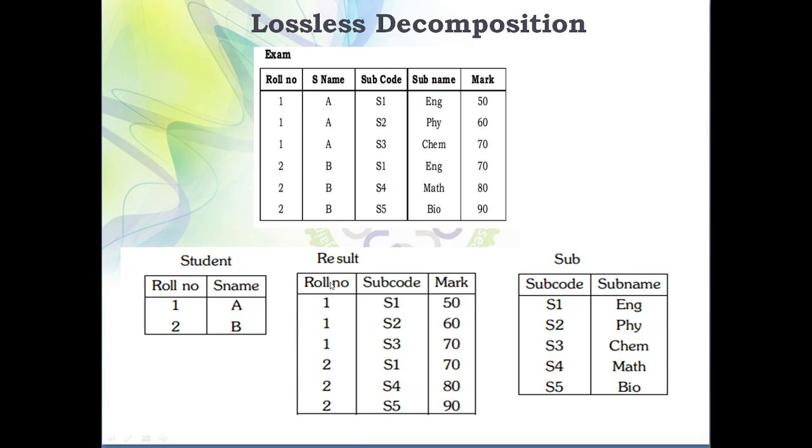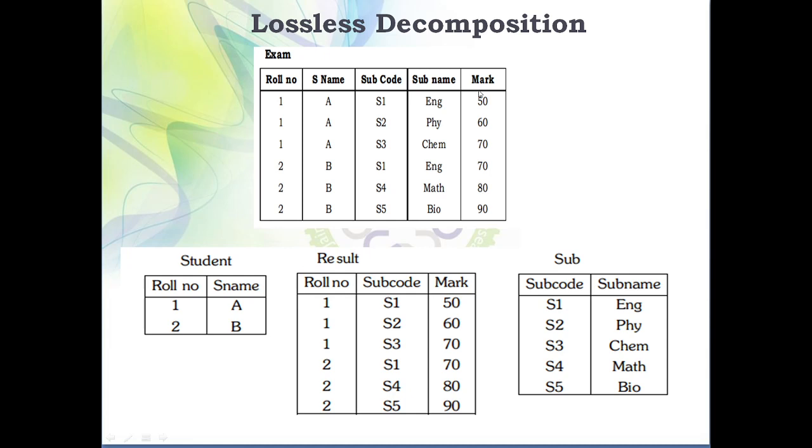Now again you can check it for result and subject code. What is the common attribute? Subject code. So whether it is prime? No, it's not prime, because S1 is repeated. But here can I say this subject code is prime? Yes, because there is no subject code which is repeated. That's why this is a lossy decomposition.